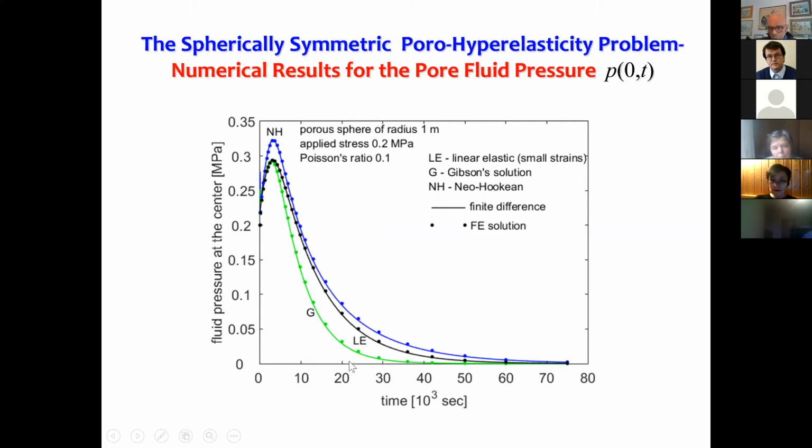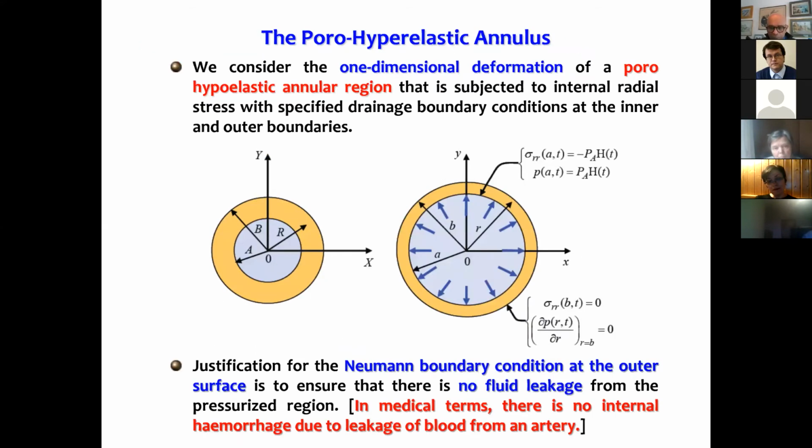So the finite element solution using Abaqus comes out to be an exact match with the theoretical results obtained by the finite difference scheme as well. The third problem is again a spatially one-dimensional problem. You can go through the formulation of the problem. This is the undeformed configuration, this is the annulus. So this is like an artery, for example.